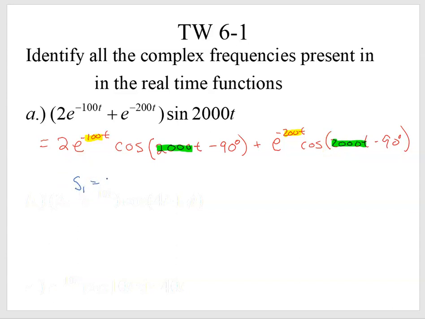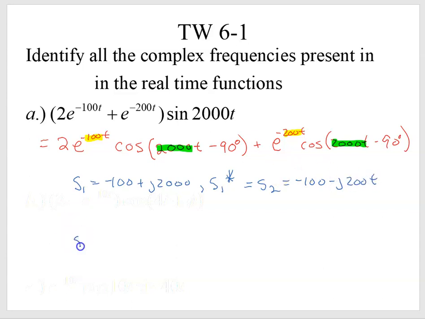S1 is equal to negative 100 plus j2000. Whoops, there's no t there. Plus j2000, right? It's a frequency. But we also have the complex conjugate of that, our S1 conjugate. Well, we'll say that's equal to S2. So that's still negative 100, but minus j2000.